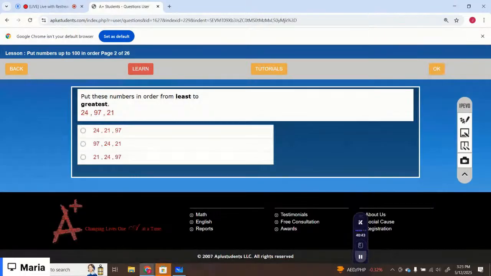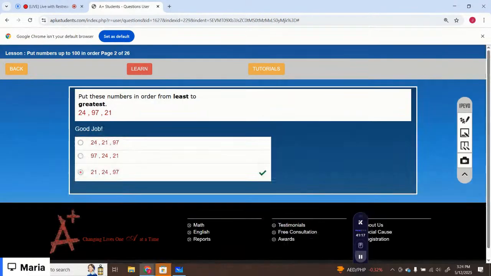Put these numbers in order from least to greatest. The numbers are 24, 91, and 21. So which is the correct option? That's the one we did in the tutorial, right? The least one is 21, then 24, and 91. So option number 3 is the correct option, 21, 24, and 91.